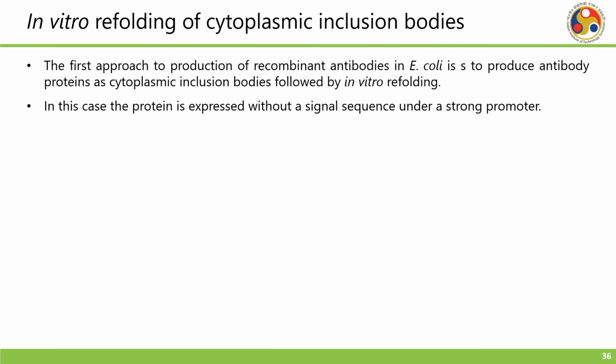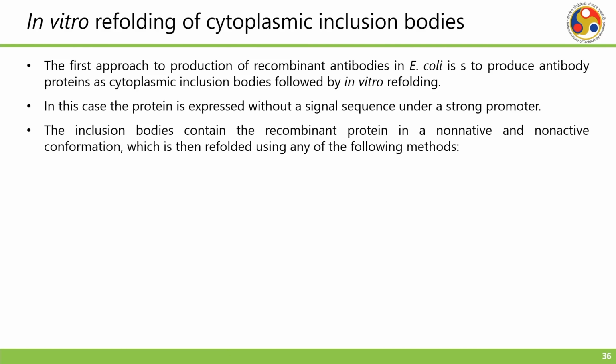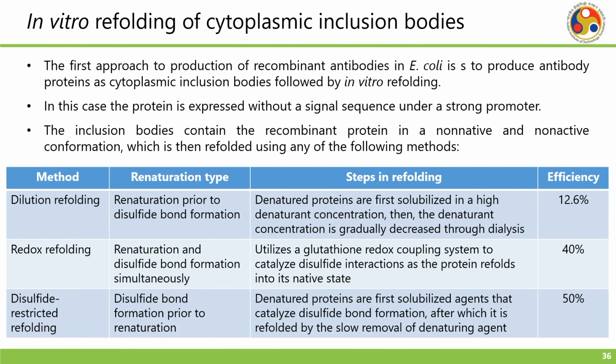In this case, the protein is expressed without a signal sequence under a strong promoter. The inclusion bodies contain the recombinant protein in a non-native and non-active conformation, which is then refolded using any of the following methods. We may have dilution refolding, we may have redox refolding or disulfide restricted refolding. In the case of dilution refolding, we have around 12.6% efficiency, redox refolding 40%, disulfide restricted refolding 50%.